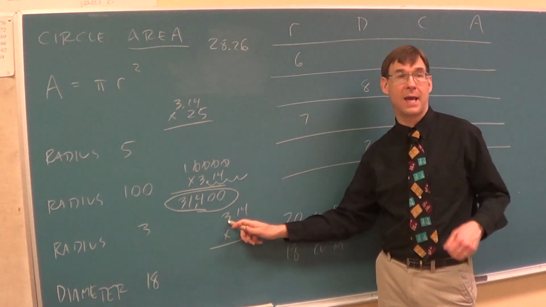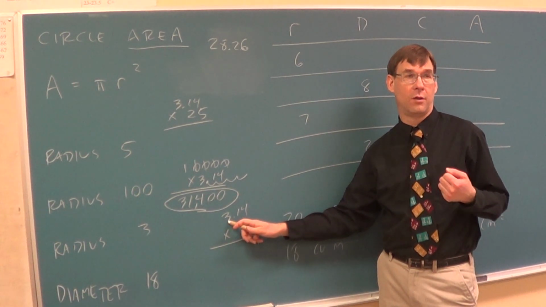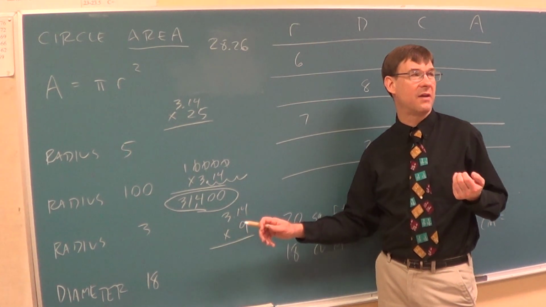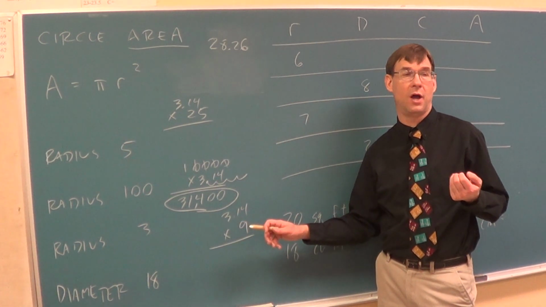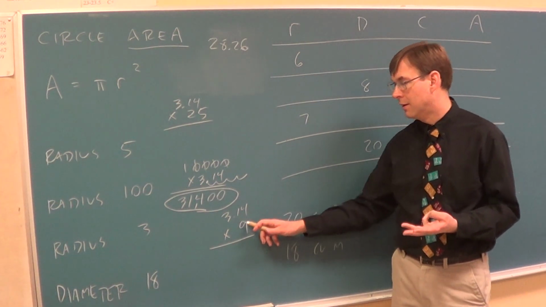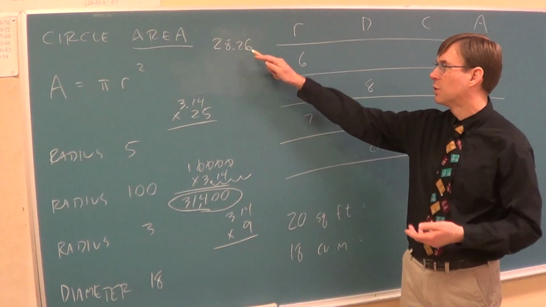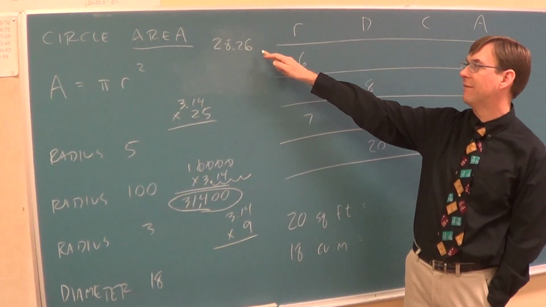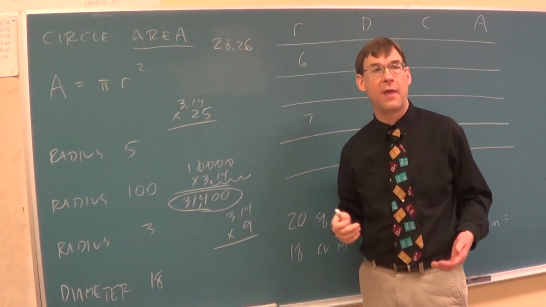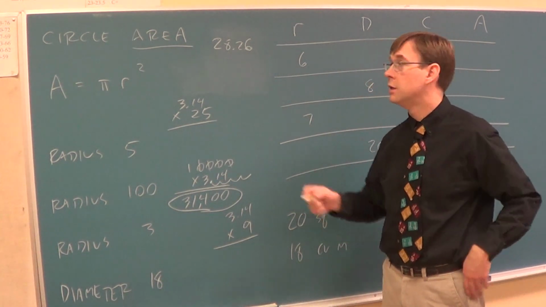Because pi is again close to, if we want to keep our life simple, real simple, it's close to 3. 3 times 9 is 27. Pi is a little more than that, so we're expecting to be a little more than 27. So something in that range, 27, 28, 29, 30, feels pretty good. I agree. You agree with that?